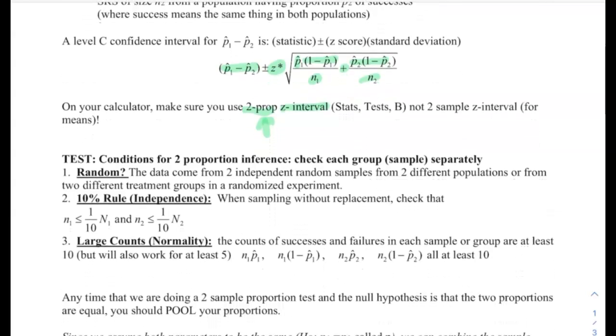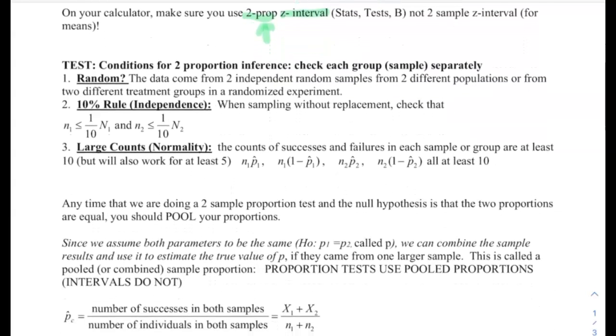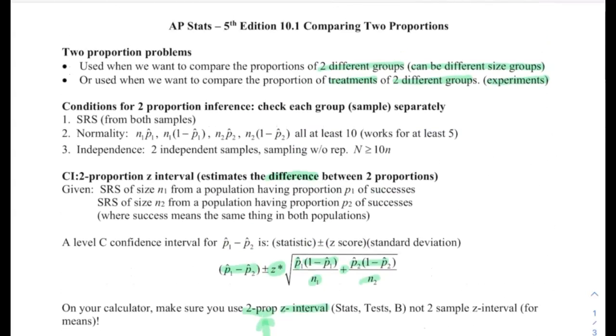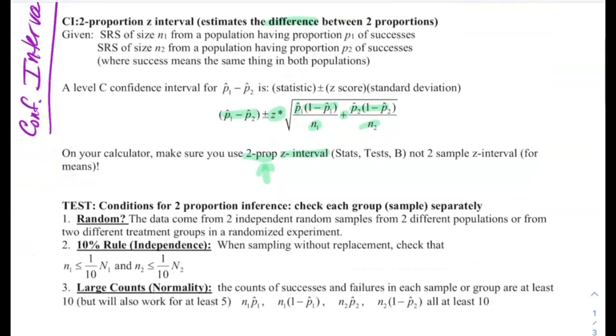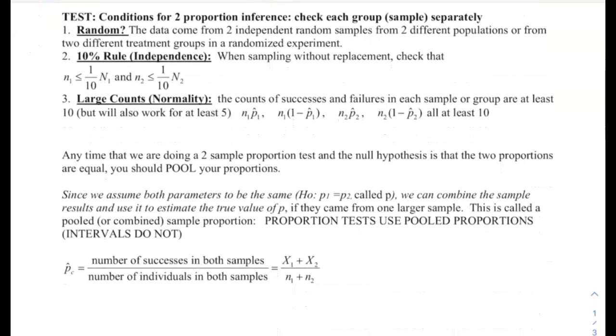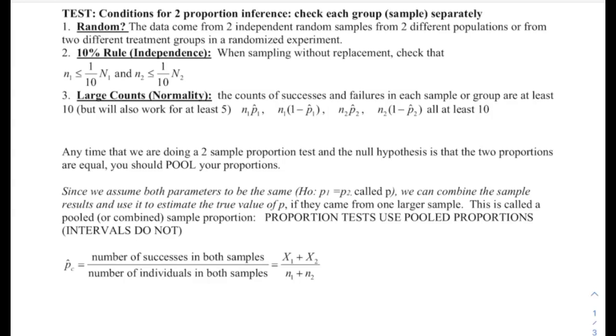All right, so if we do a test instead of an interval, the first part was all about confidence intervals. And the second thing we're going to talk about, because they're so similar, we may as well do them at the same time, is significance tests with two proportions.